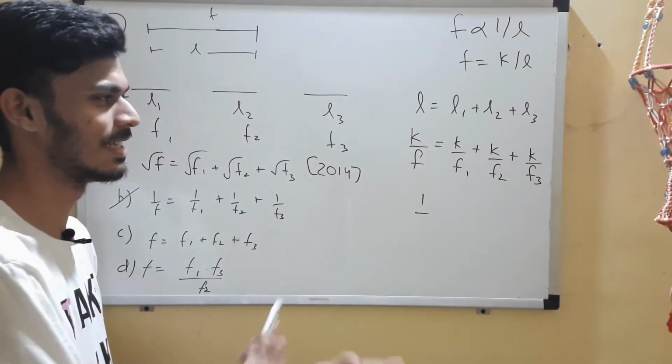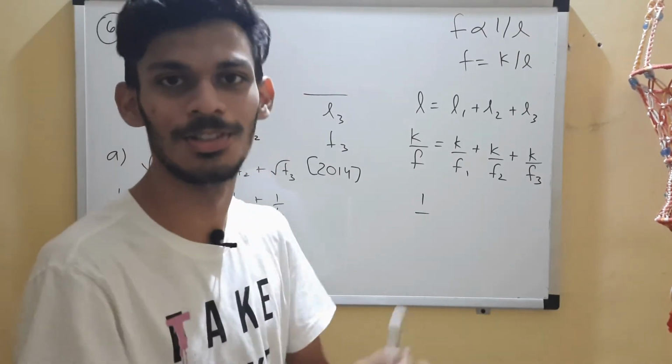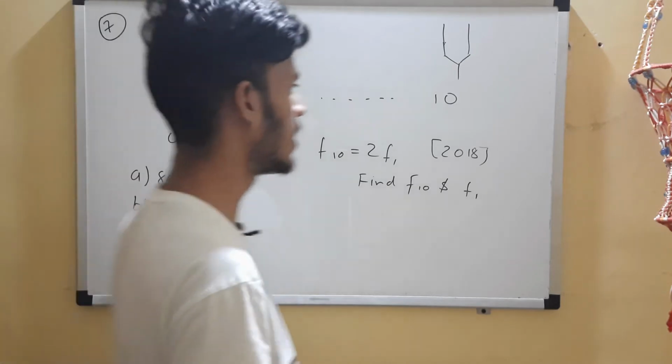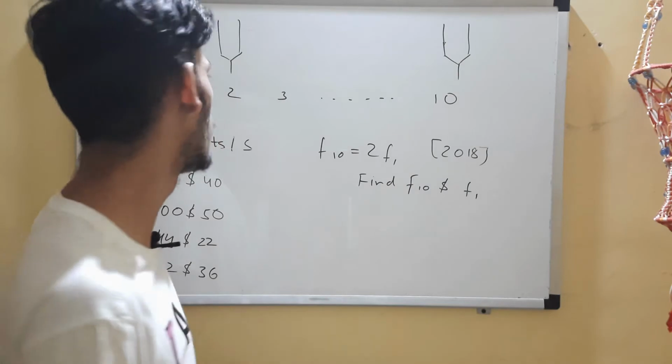Okay, I hope this is very simple. The approach is very easy, right? Let's move to the next question now. So question 7 over here, this was asked in 2018. In this question, you are given 10 tuning forks. A pattern is followed over here.